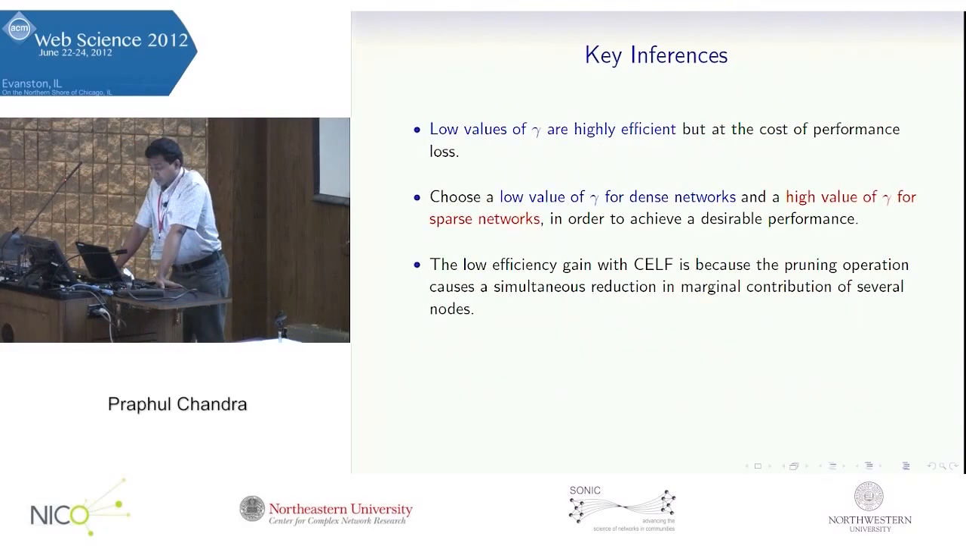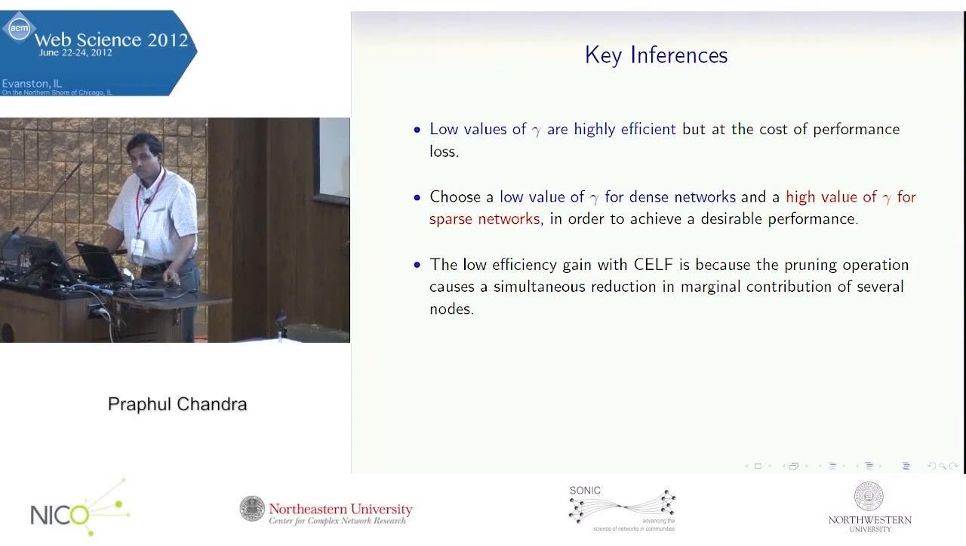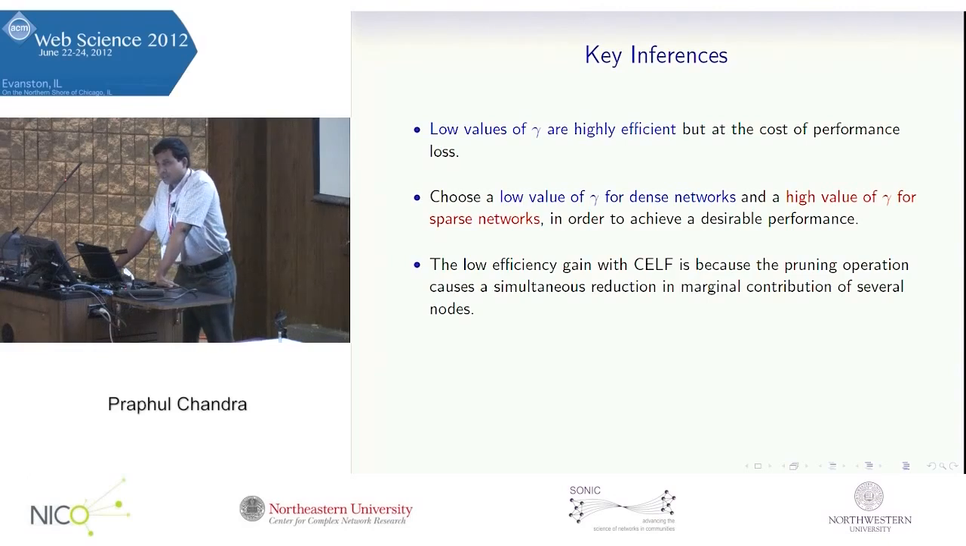So what we can infer from these is that when you choose low values of gamma, they are generally highly efficient, but it comes at a cost of performance loss, which is okay. But when you want a desirable performance, you have to make an informed choice of the system parameter. One good choice is that when you have a denser network, you can choose a low value of gamma to get a higher efficiency with a desirable influence spread. Whereas when you have a sparse network, you would like to use a higher value of gamma, or a higher value of susceptibility for the nodes.